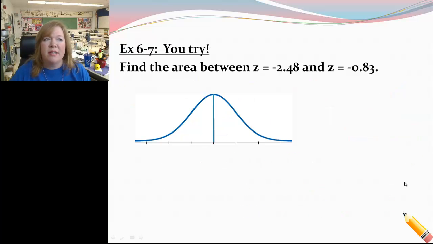Alright, I want you to try the same type of problem. Remember, it doesn't matter if the z-scores are negative. This gives you position. So draw the picture, sketch the picture, and find the area. And show me how you got the area.